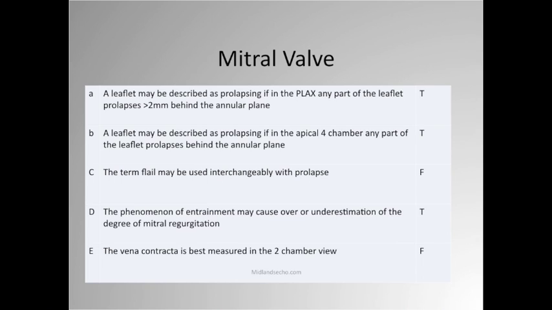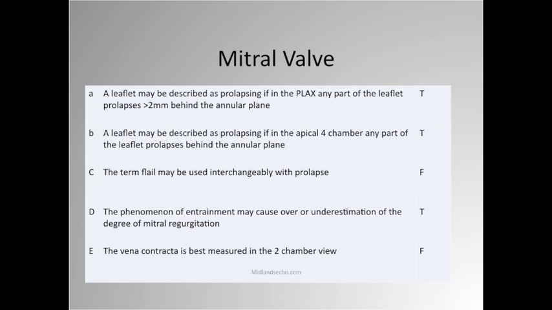The phenomenon of entrainment may cause over or underestimation of the degree of mitral regurgitation. Entrainment is the idea that around the jet you make the blood closest to the jet move. So you can have it overestimated with a central jet, and with a jet which is much more eccentric and runs along a wall, it can't entrain the blood around it because there's no blood around it, it's a wall, so you can underestimate it.